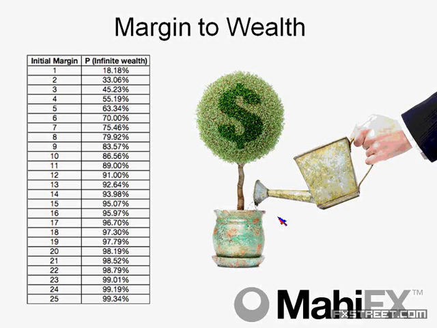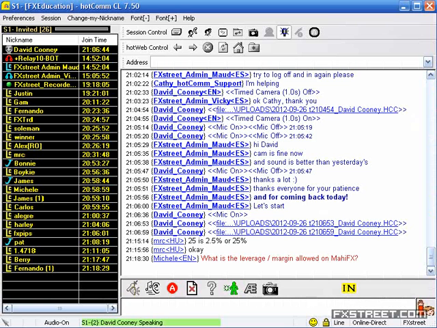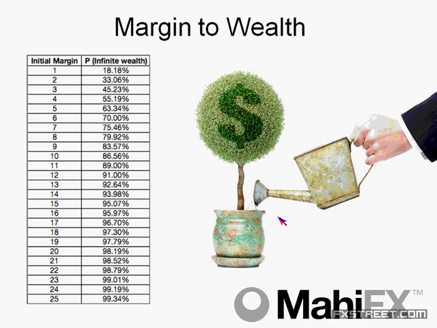Oh, sorry. One pops up just as I thought I was being released from school. The question is, what is the leverage or margin allowed on MahFX? The answer to that is it depends upon the asset that you wish to trade. If it's one G10 currency against the other, it's 50-1. If it is a G10 currency against an EM currency, it's 4%. And if it is gold or silver, it's 6%.